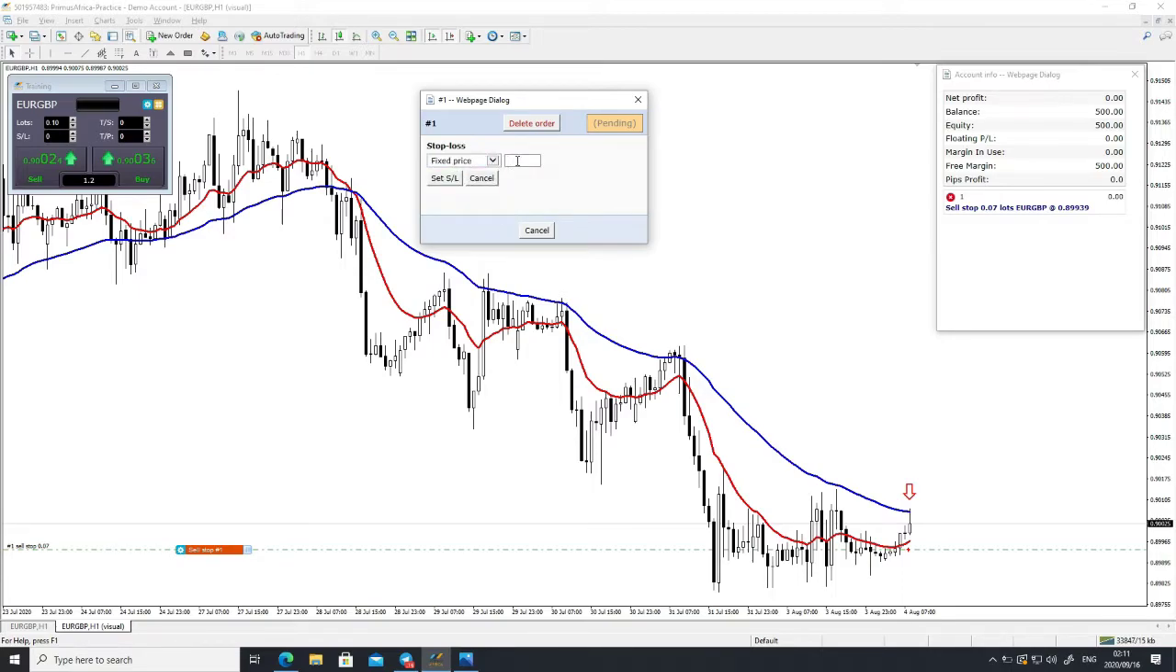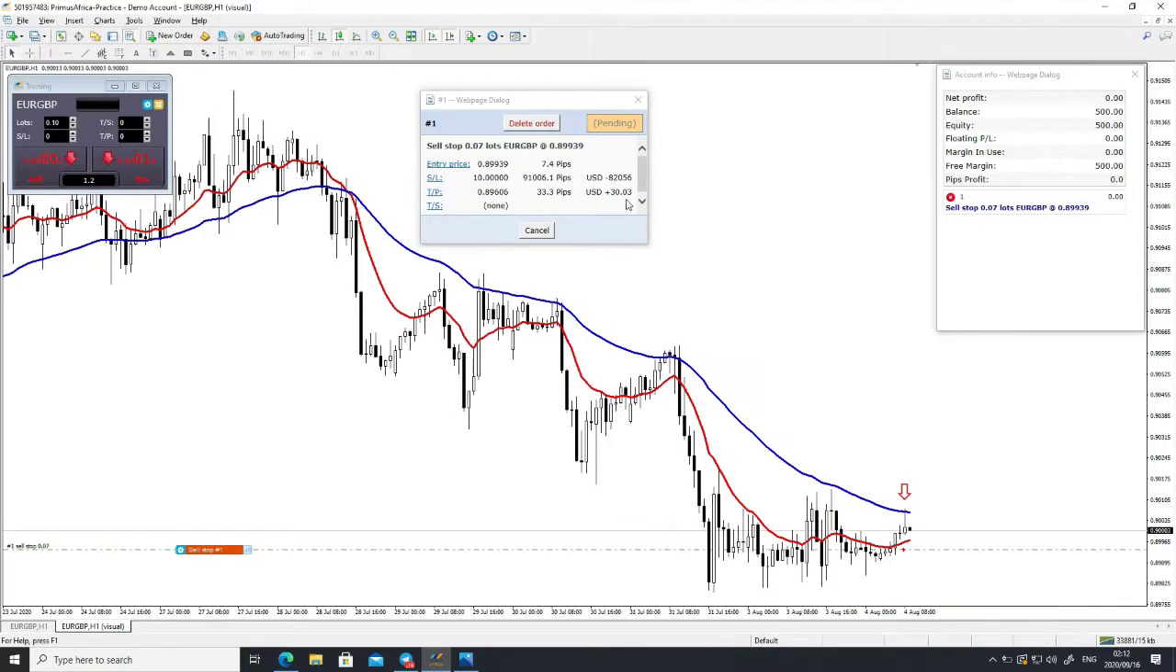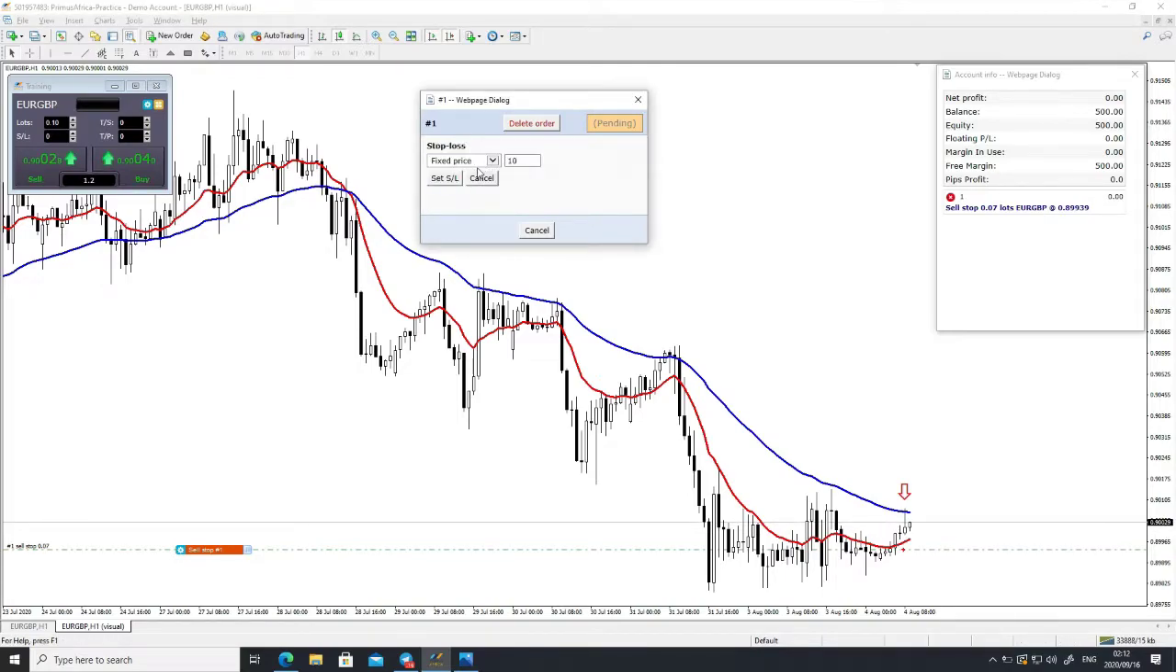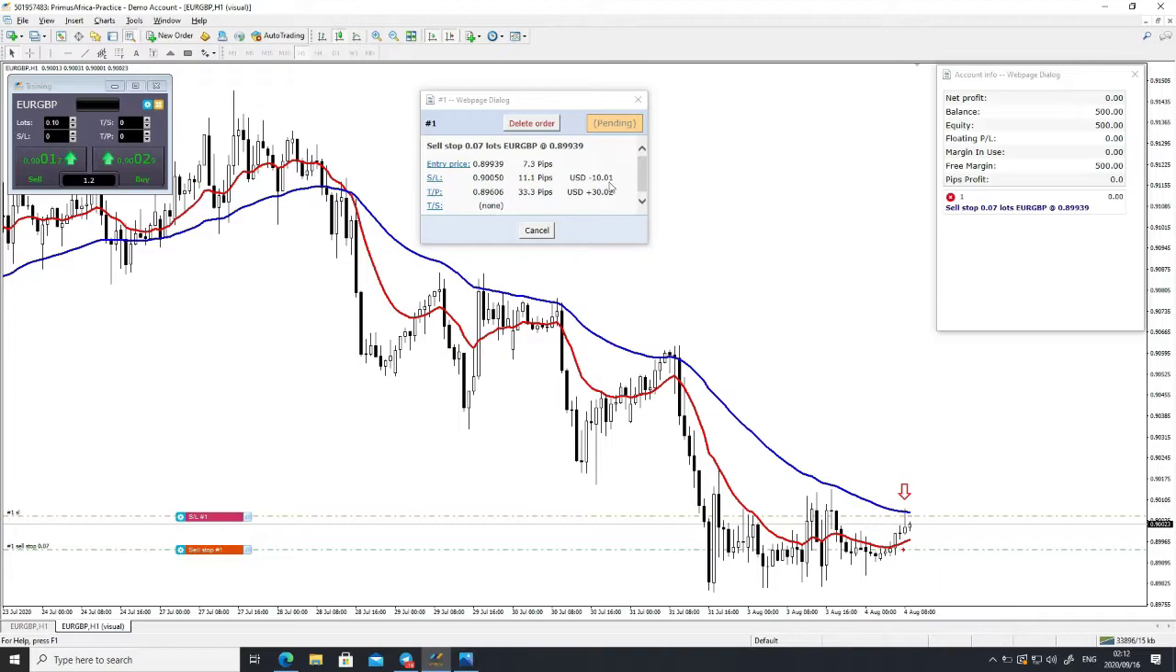So on SL, I'm going to say fixed price and then at $10 and then set, and then on take profit, I am going to say fixed cash and say $30 and set, and there you go. You can see it over here. So let's adjust our stop loss a bit so that we click on fixed cash and say $10. Alright, so we are risking $10 to make $30.